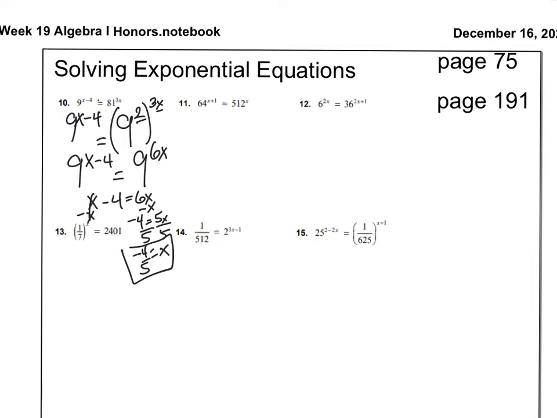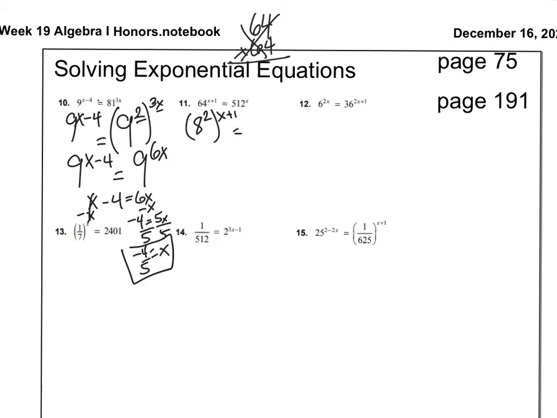Number 11. I don't believe that I can rewrite 512 with a base of 64. 64 times 64. If I think about that, 60 times 60 is 3,600, so I can't do 64 to the second power. I know I can rewrite 64 as 8 to the second power.